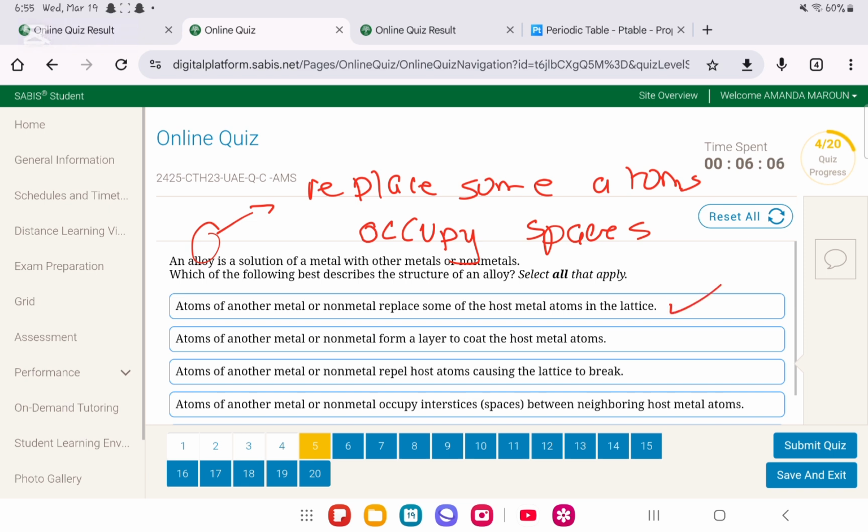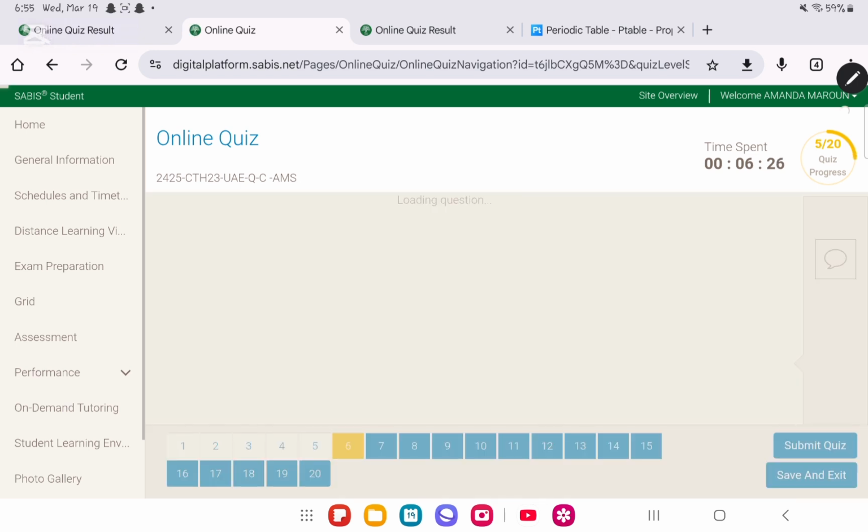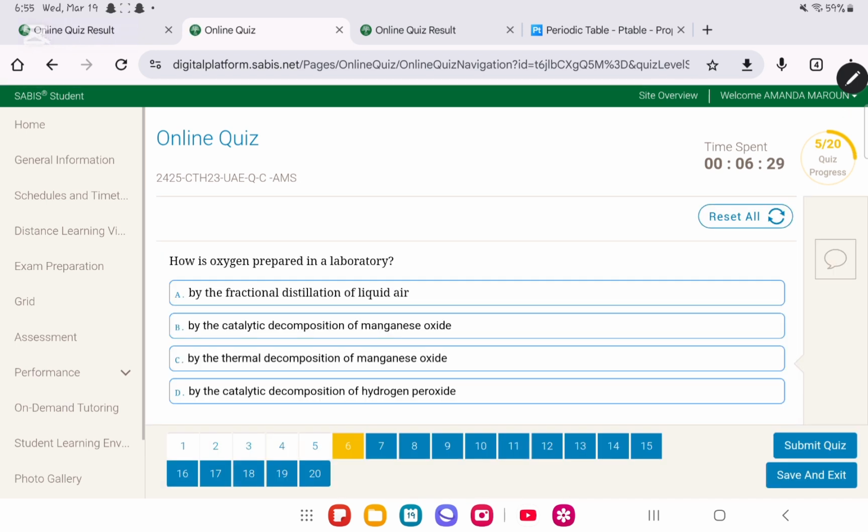This is for sure an alloy. They form a layer. This is not an alloy. This is electrolysis. They repel host atoms. This is not an alloy. They occupy spaces between neighboring atoms. This is an alloy. So these two so far. And then they replace all the host atoms. This is incorrect. They only replace some of the host atoms.